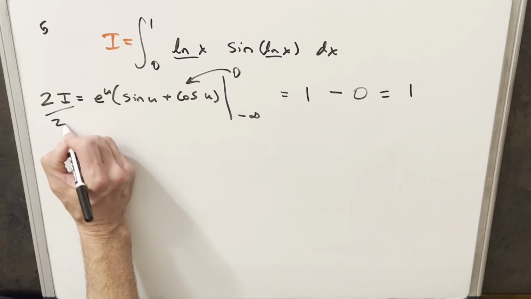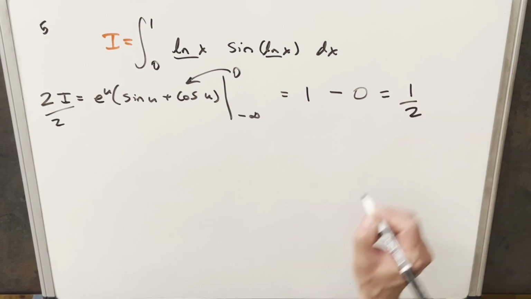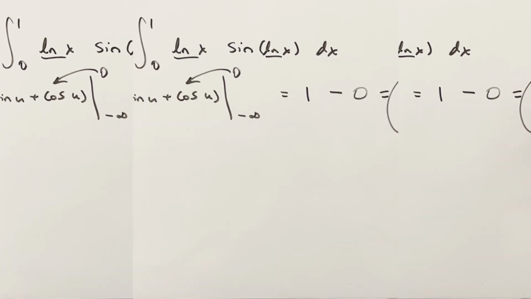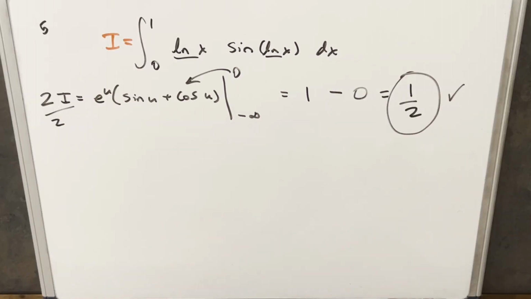All I need to do is divide by 2 on both sides. And we have our final solution, just 1/2. Okay, that was a pretty good problem. We just needed some patience with the integration by parts and doing it twice, and it wasn't too bad.